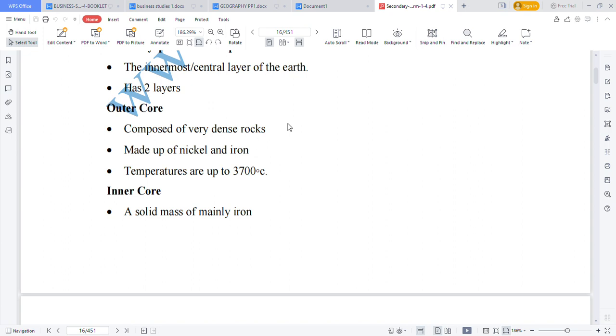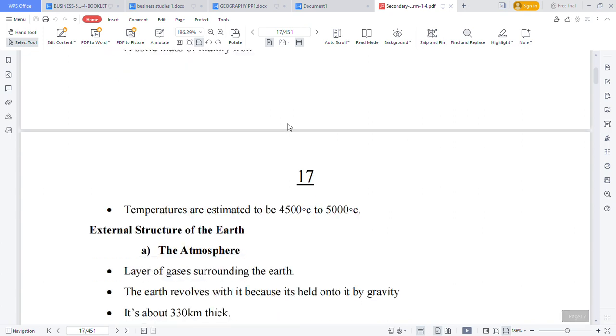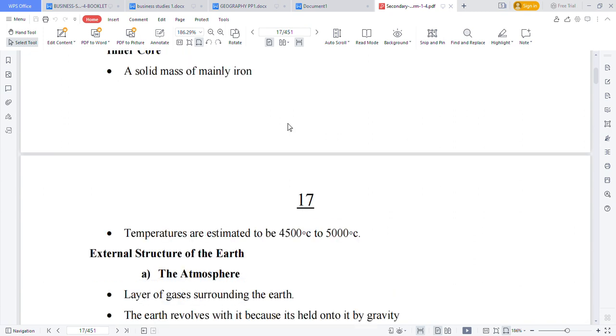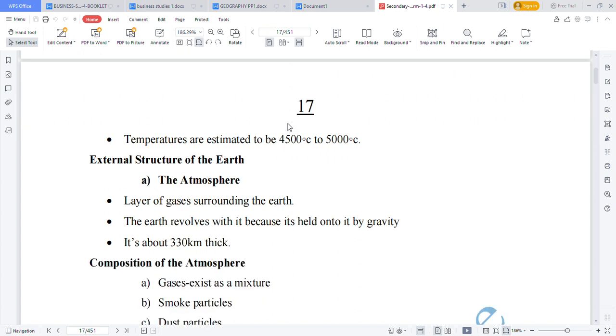The outer core is composed of very dense rocks made up of nickel and iron. Temperatures are up to 3700 degrees Celsius. The inner core is a solid mass of mainly iron. Temperatures are estimated to be 4500 degrees Celsius to 5000 degrees Celsius. Those are the internal structure of the Earth.